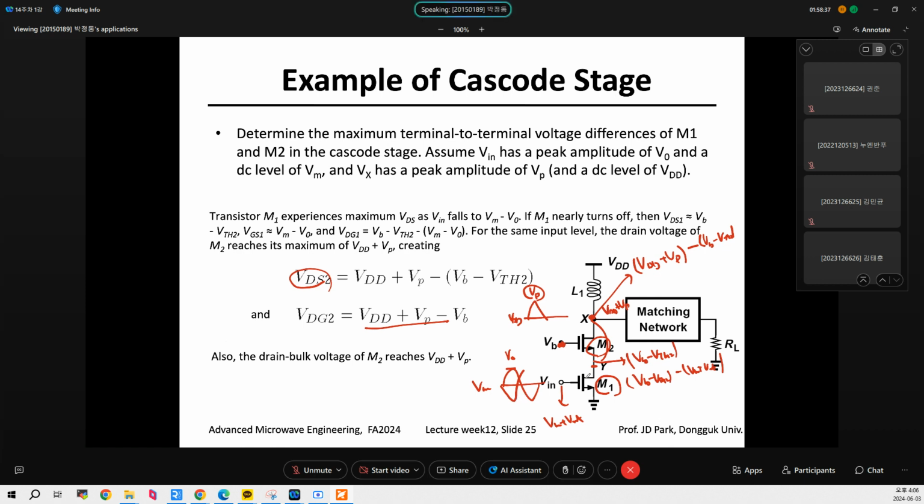No, no. The maximum value of VDG means this has to be the lowest value. So the maximum value of VDG is VB minus V threshold, which is fixed, minus the small value of Vin, which is VM minus Vout. Make sense? That's one. How about VDS1? This is VB minus V threshold 2. That's it.